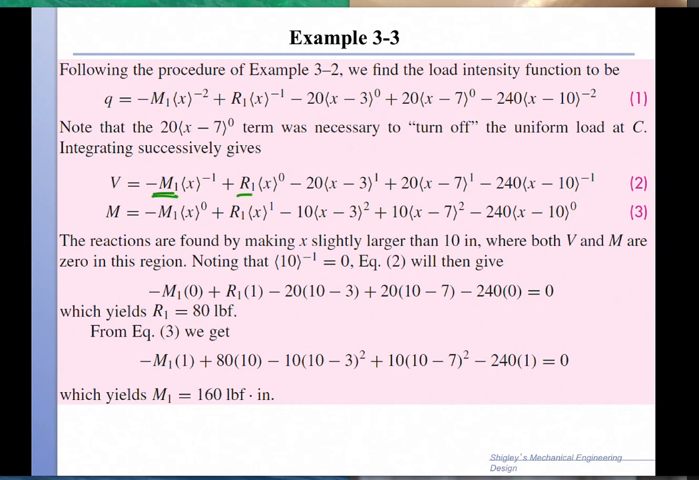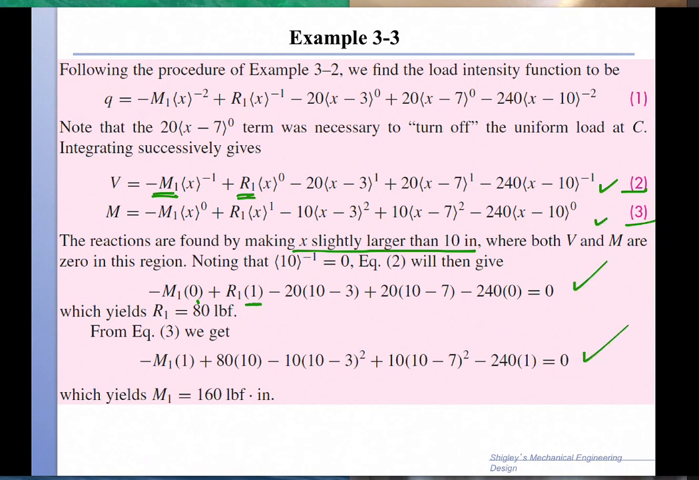M1 and R1 are two unknowns, and we have two equations, equation 2 and equation 3. In order to get V and M, we notice that if we take x slightly larger than 10, in other words, we put x equals 10, we need to understand the meaning of each of these functions. For instance, x to the minus 1 would be an impulse, and therefore it should have a 0 value. But x to the power 0 should be a step, so its value is 1.